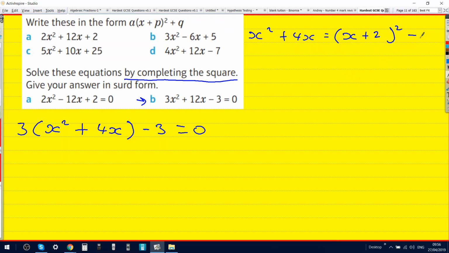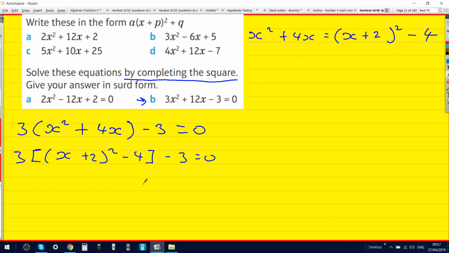And you have to minus something. Minus 3. No. When you expand this square bracket, you'll get x squared, you'll get plus 4x, but you'll also get plus 2 times 2. So is it 4? Yeah, so it's always minus this squared. So x squared plus 4x is x plus 2 squared minus 4. So it was 3 times that bracket.